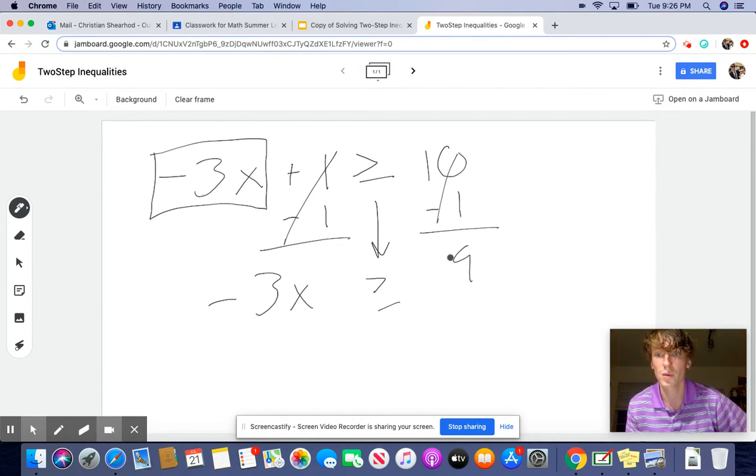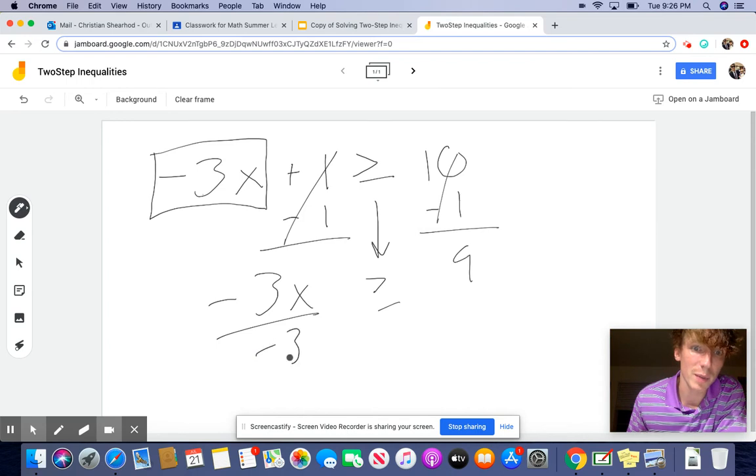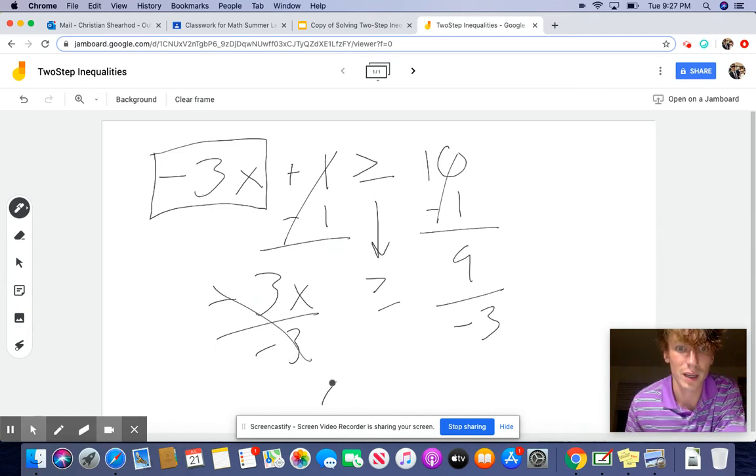Is our variable alone? No, so we're not done yet. We got to keep going. It's negative 3 times x. What's the opposite of multiplying by negative 3? Dividing by negative 3. So you divide both sides by negative 3. Negative 3 divided by negative 3 is just going to be 1. So we're going to be crossing those out, dropping down our x. Now we're not going to drop down our sign yet. 9 divided by negative 3 is going to be negative 3.